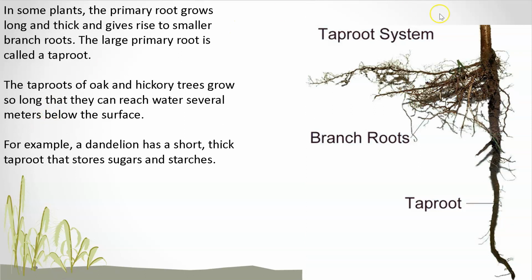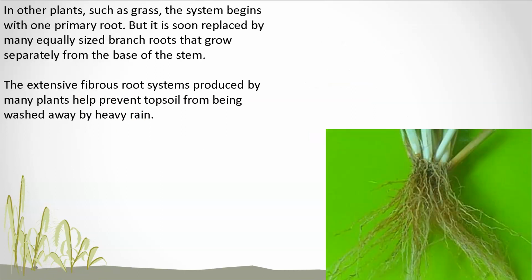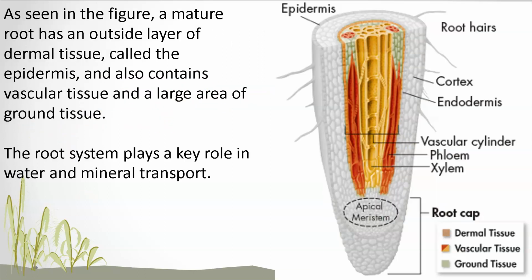There are different types of roots in plants. In some plants, the primary root grows long and thick. This large primary root is called a taproot. I don't know if you ever pulled weeds, but some weeds have a taproot system. Most weeds are angiosperms, by the way. The taproots of oak and hickory trees grow so long that they can reach water several meters below the surface. But sometimes you don't have taproots, you just have a fibrous network of same-size roots. This is not taproot, this is fibrous. Fibrous systems are used by people to help prevent topsoil from being washed away by heavy rain. So they serve a purpose in ecosystems, allowing the soil to be secure.